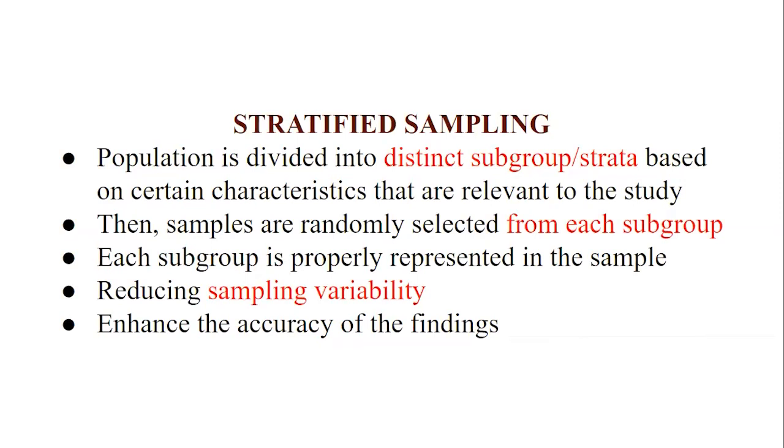Before that, stratified sampling is beneficial when the population exhibits significant variability in certain characteristics, which means if the population is very diverse, we can use stratified sampling. By dividing the population into different strata and then sampling within these strata, it ensures that each subgroup is properly represented in the sample. This reduces sampling variability and potentially provides more precise estimates for each stratum. This method can also enhance the accuracy of the findings, especially when analyzing specific subgroups within the population.